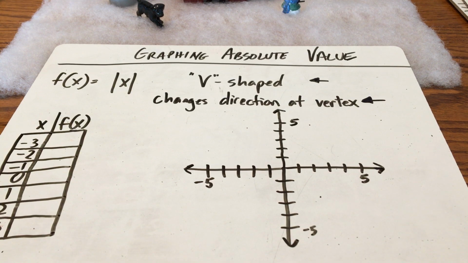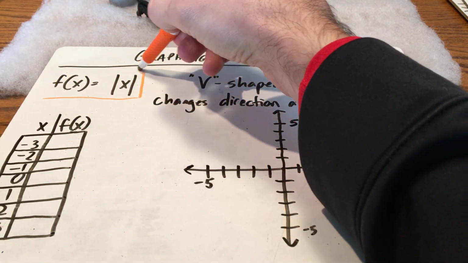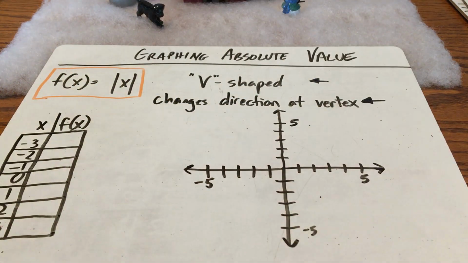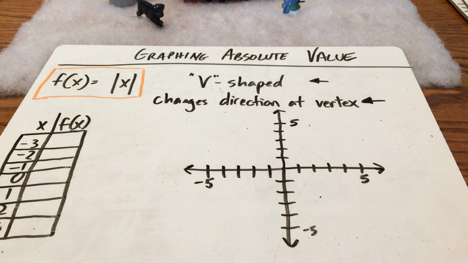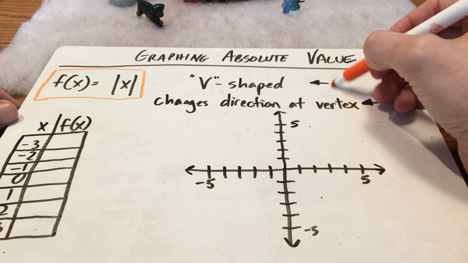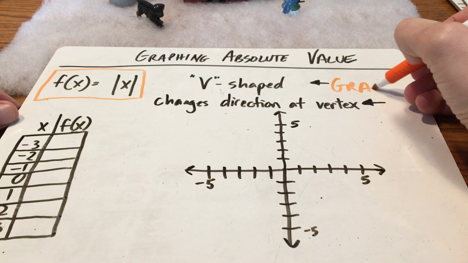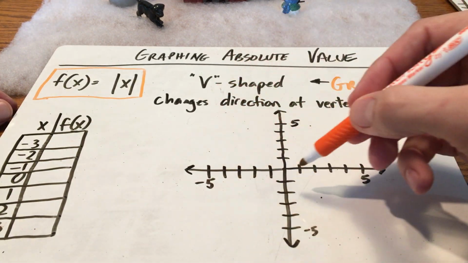So here is the parent function for absolute value. It looks very similar to the one that we use as our parent function for all of the other lessons in this chapter, except now we have absolute value bars around the letter X. One thing that is always true: the graphs of absolute value will always have a V shape, right? It'll be like a V like this.